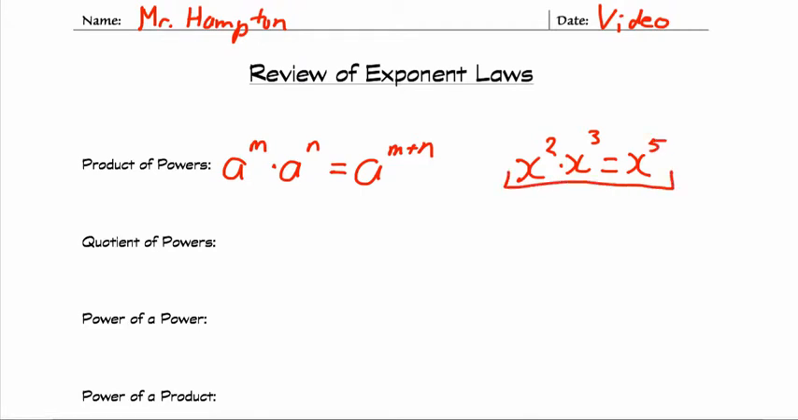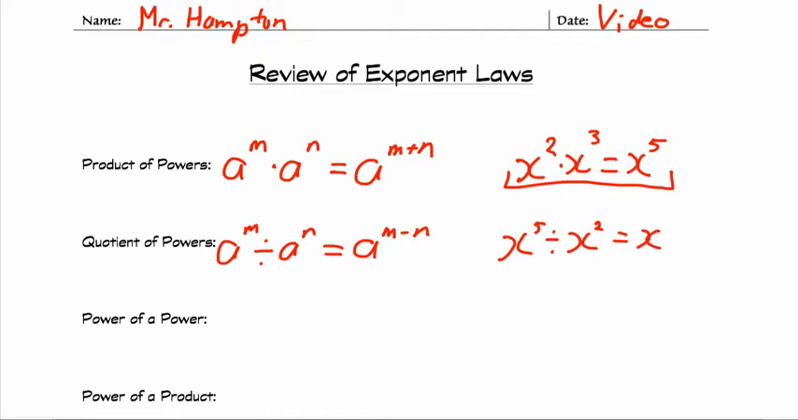Okay? Quotient of powers. This is like the product of powers, but when you have a to the m divided by a to the n, what you get is a to the power of m minus n. So if you had x to the power of 5 divided by x to the power of 2, you would get x to the power of 5 minus 2, which is 3.